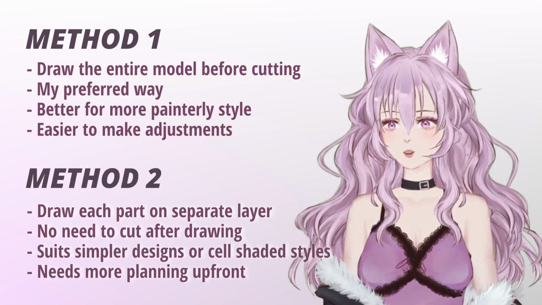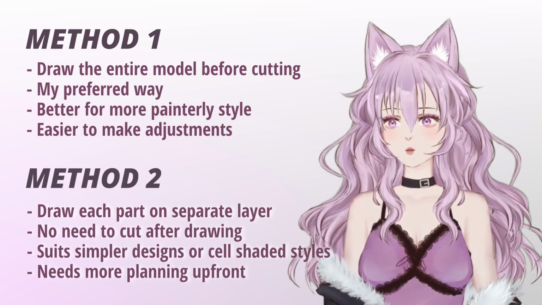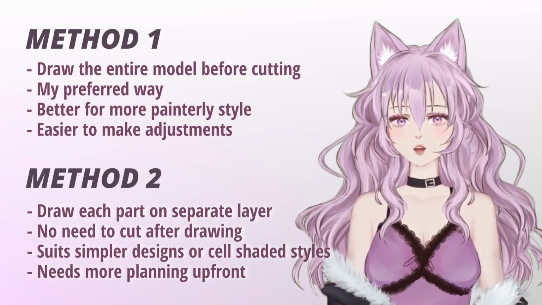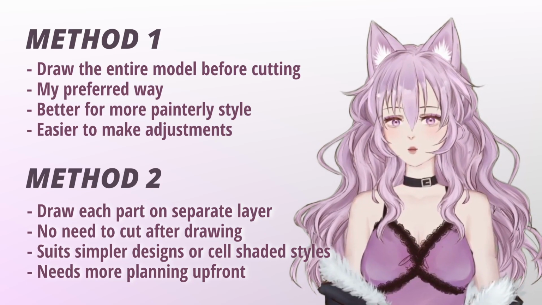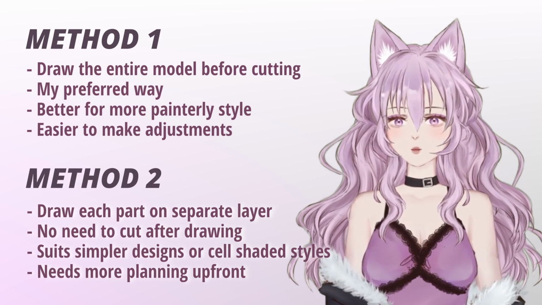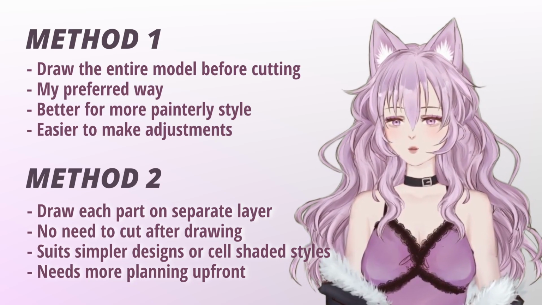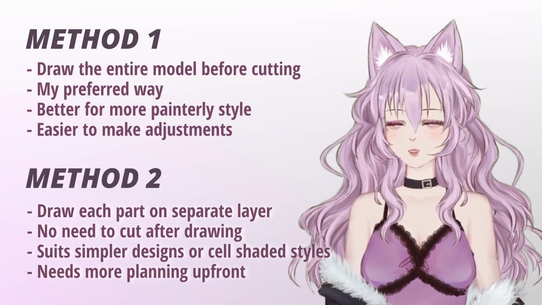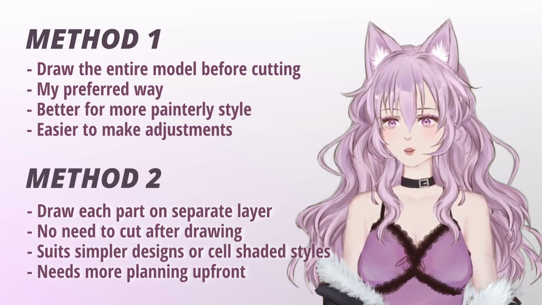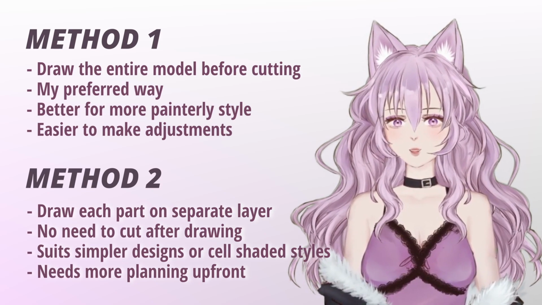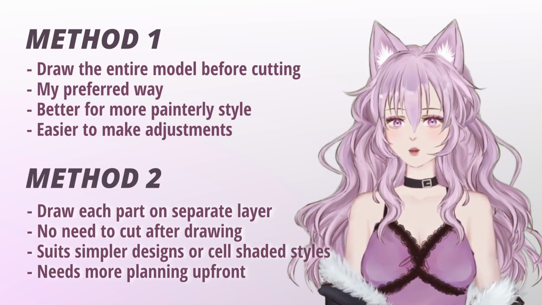And the second way is to separate each part already as you draw them, and you just draw each part that you want to be separate in the model. You draw those on their own layers as you go along, so you don't need to cut the model afterwards, and you can basically have it ready as soon as you have finished drawing.